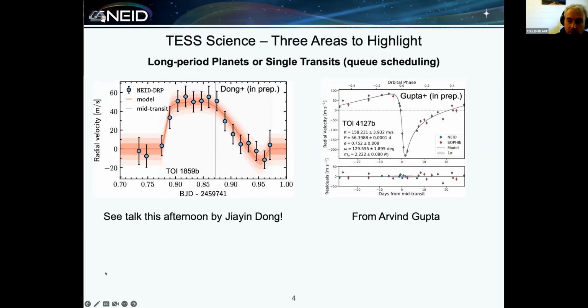There's also been a focus both on our team and in the community on long period planets. So these are 2 examples of TOIs where the orbital period is approximately a couple of months. On the left, we have confirmation of one of these planets by actually measuring the Rossiter effect. Again, NEID is quite good for that because of the queue scheduling. And I look forward to seeing a very nice talk this afternoon by Jiayin Dong, who will talk about this particular TOI here, 1859. And on the right, this is a very long period, very eccentric system that Arvind Gupta is following up. And again, the queue scheduling allows us to cover the phase here pretty well.